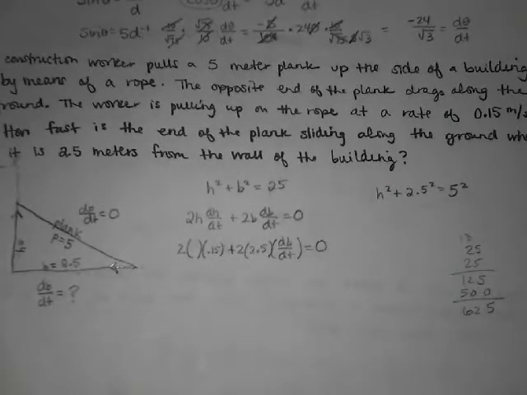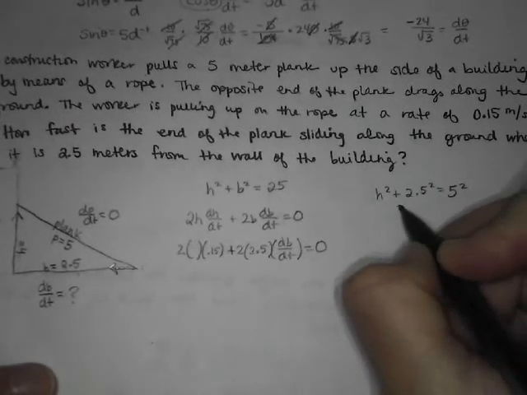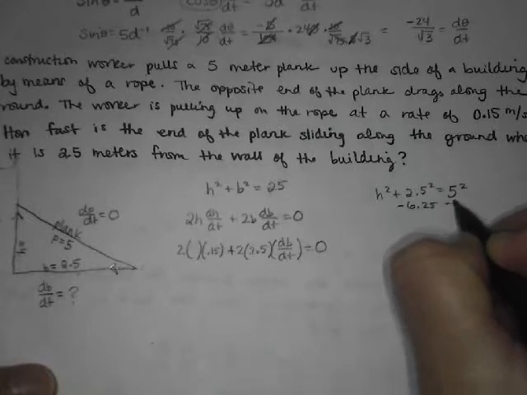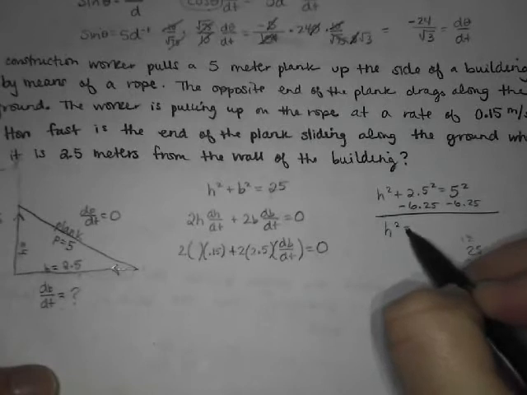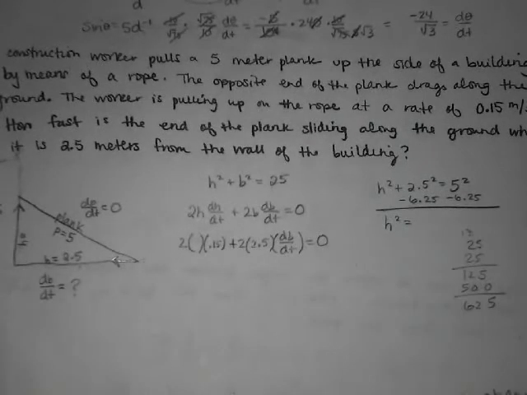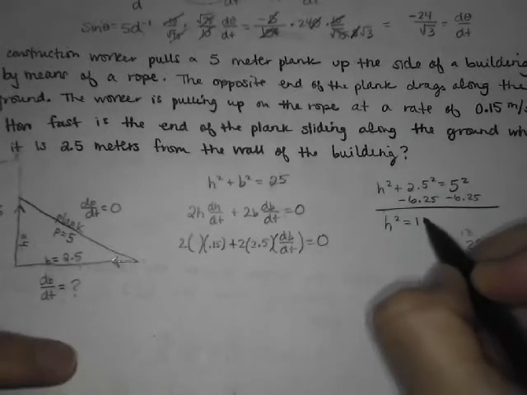So it's going to be 6.25. 2.5 squared, actually, we should know is 625. That was silly. So 6.25. So I'm going to subtract 6.25 from both sides. H squared equals 25 minus 6.25. 18.75.